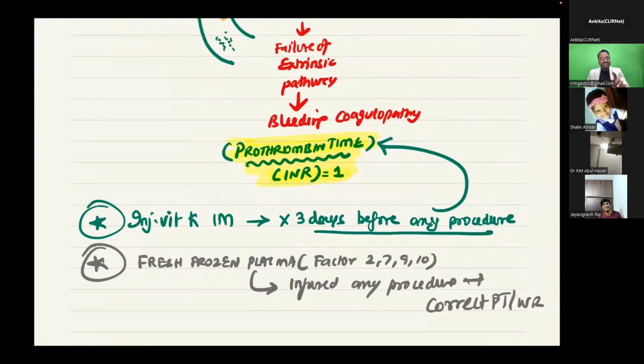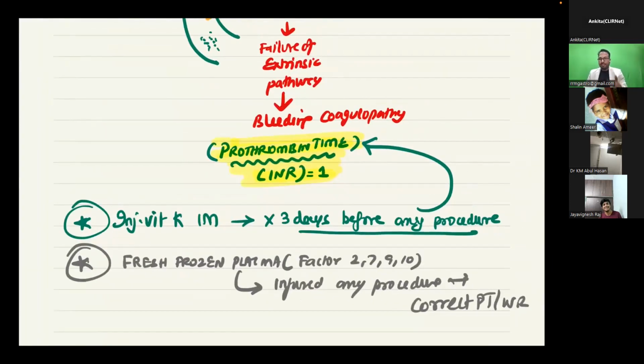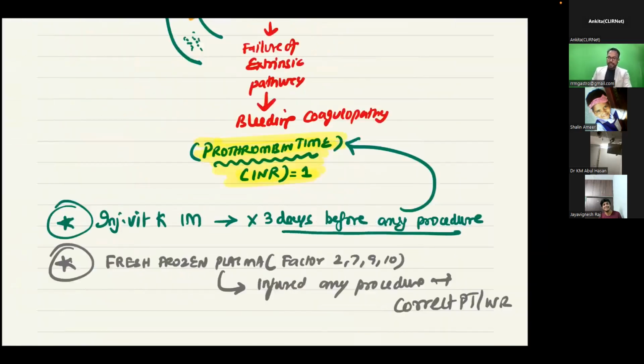Otherwise, you will kill the patient by causing bleeding from the surgery. Please remember, bleeding from surgery or any procedure. So now let us approach this obstructive jaundice patient. Approach for obstructive jaundice patient.